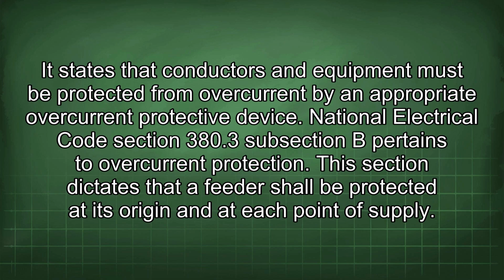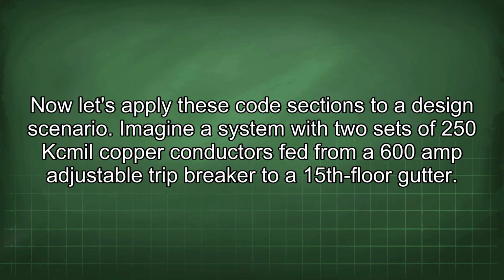National Electrical Code Section 380.3(B) pertains to overcurrent protection. This section dictates that a feeder shall be protected at its origin and at each point of supply. Now let's apply these code sections to a design scenario.